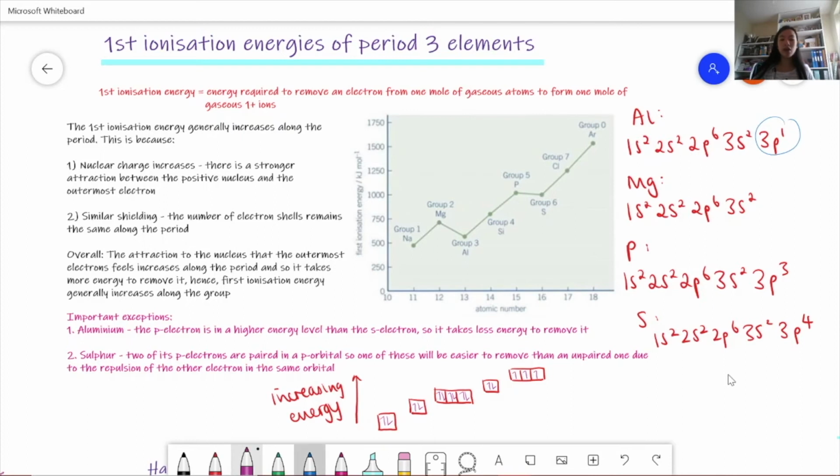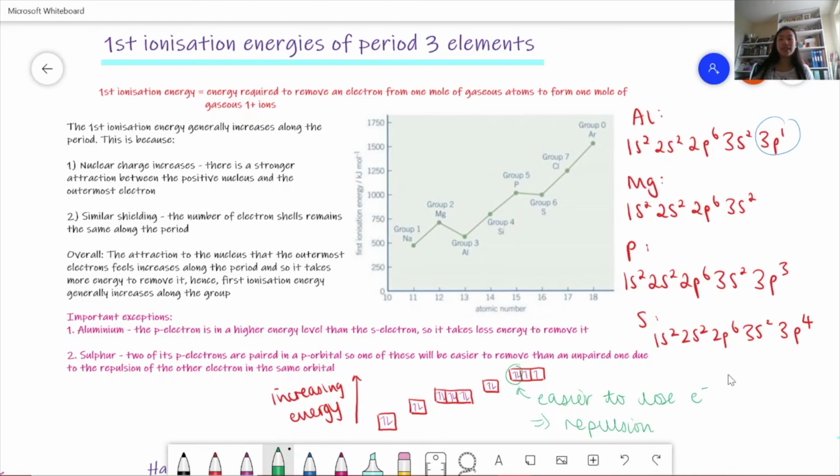However, for sulfur, we have an extra electron. So we have 1 electron here. And so this means that one of these electrons in this suborbital will be easier to lose. And that's because of the repulsion between these two electrons. And so that's why the ionization energy for sulfur is smaller than for phosphorus, because in phosphorus the 3 electrons are all in separate suborbitals, so they don't feel any repulsion, so it's less easy to remove that outer electron.